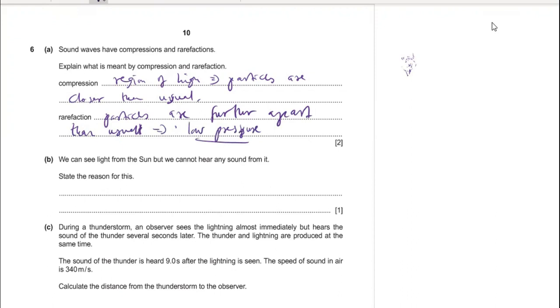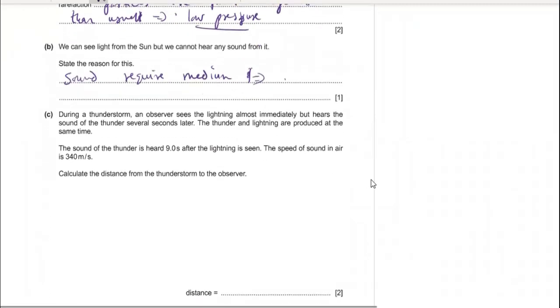We can see light from the sun, but we cannot hear any sound from it. If we cannot hear any sound, that means there is no vibration. So we know that sound waves require a medium for transmission. In space, there are no particles to vibrate, while light does not require any medium for transmission. So light can travel, or you can just say light travels, in vacuum. That is why we are able to see it. So in space where there is no medium, light still travels, while sound needs a medium.